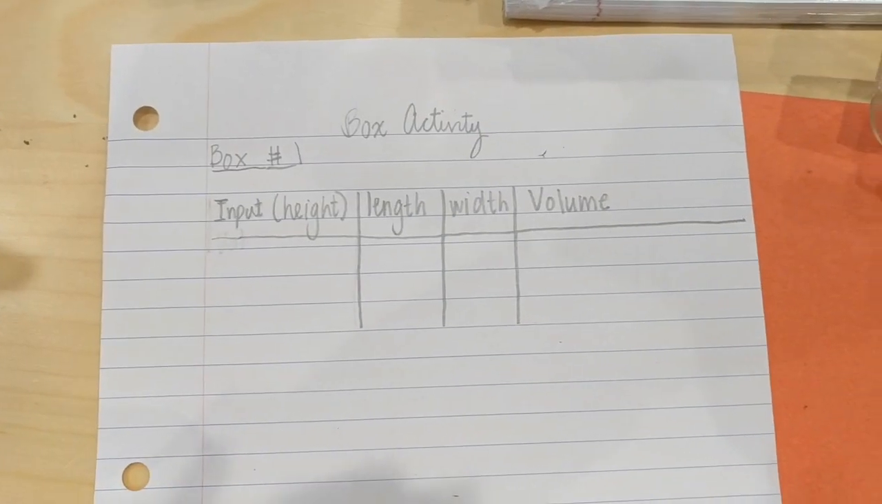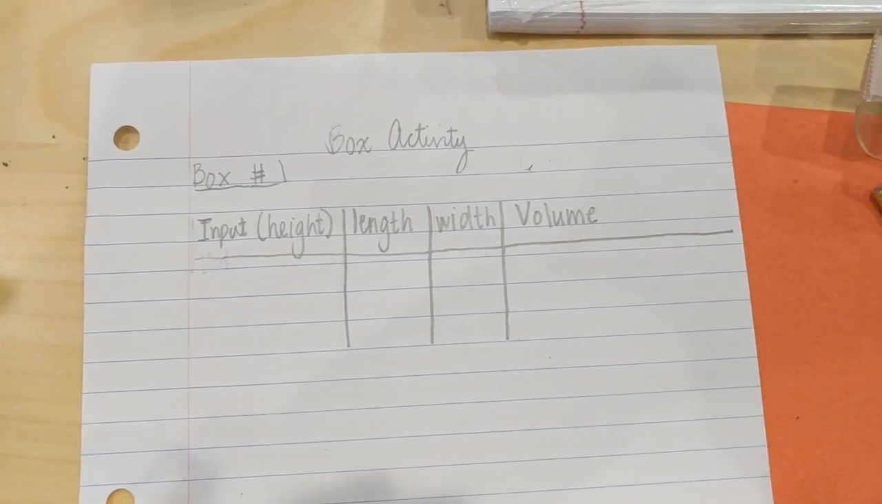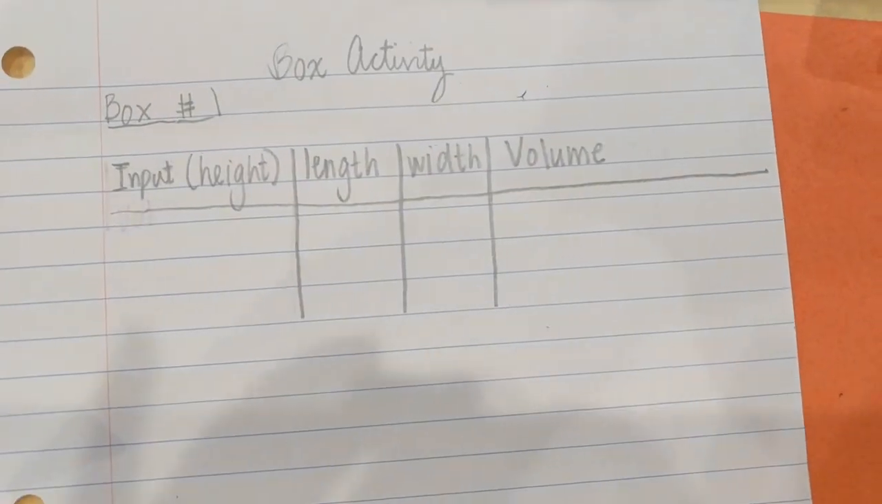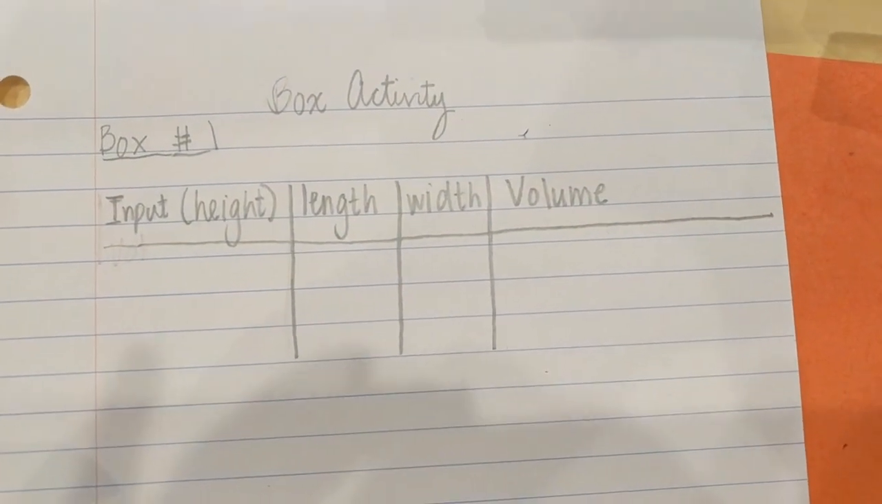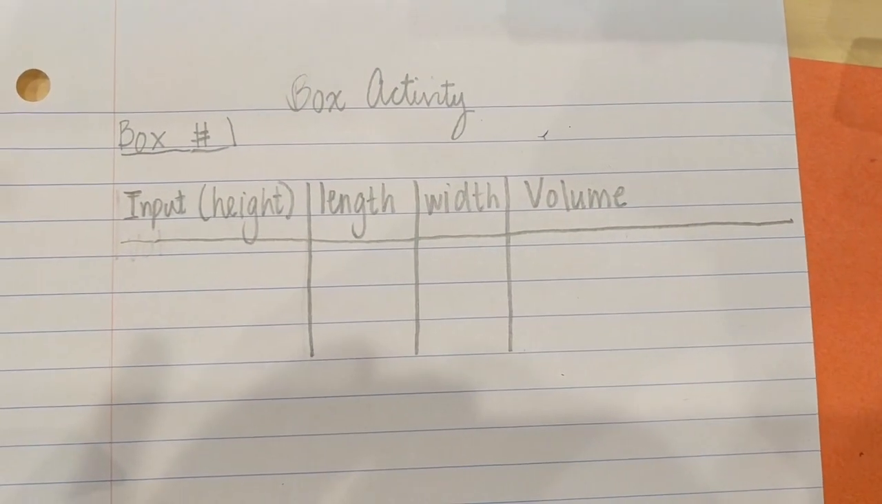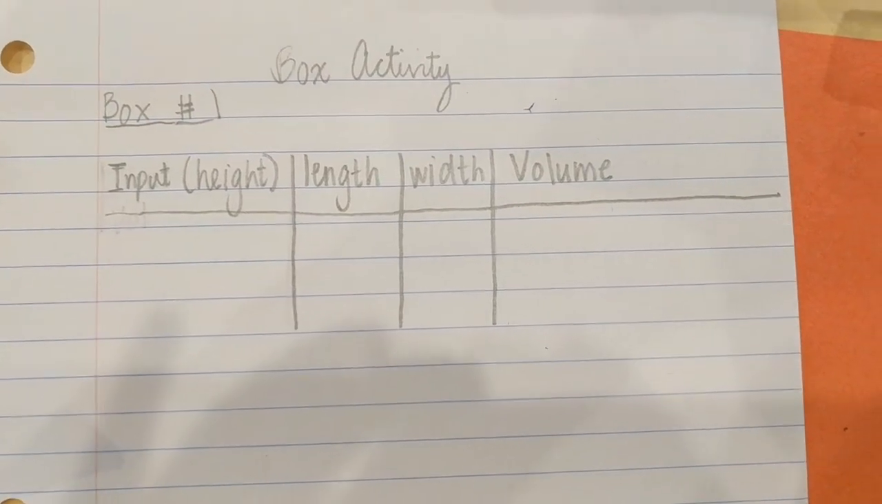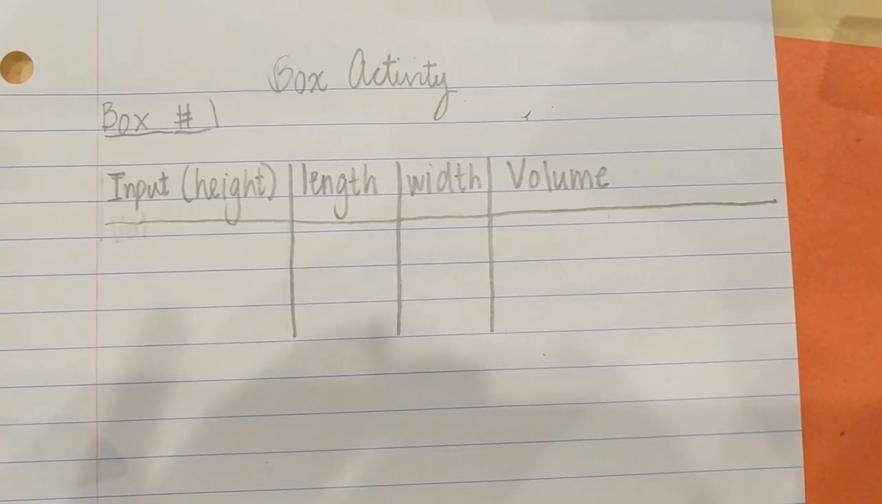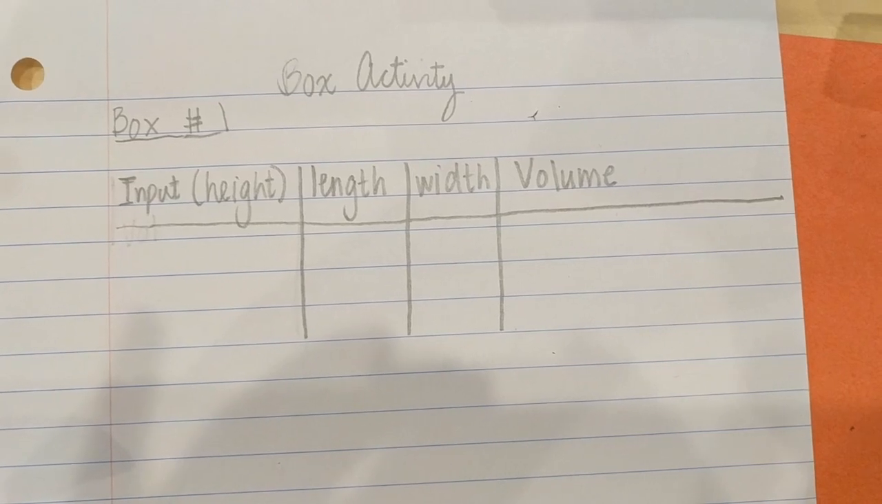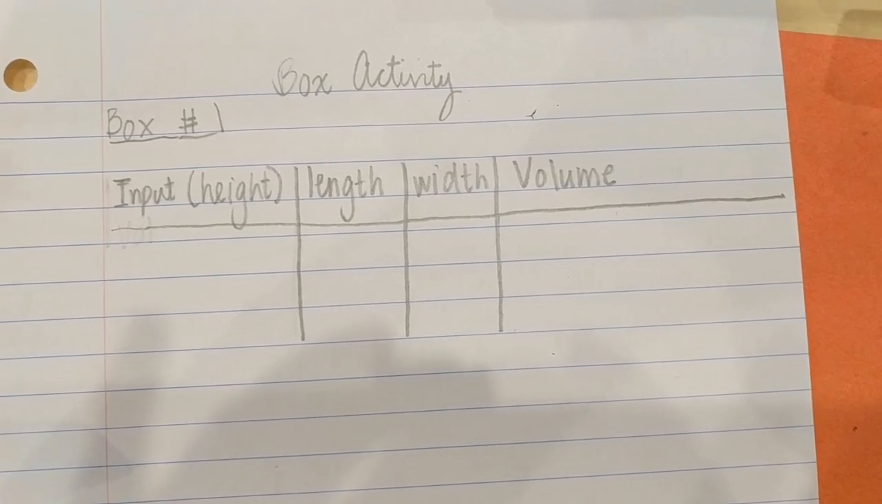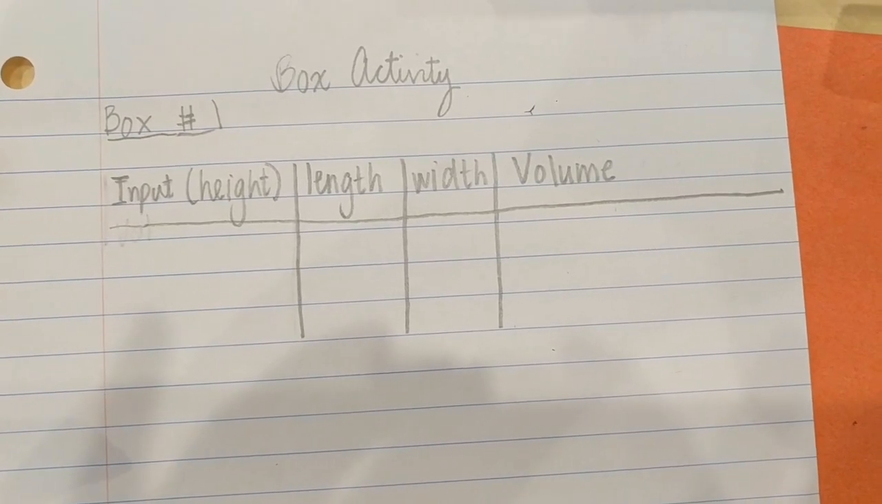Okay, so the very first thing you want to do is in your notebook, go ahead and title this box activity and create this table. Box number 1, input or height, length, width, and volume. So go ahead and pause the video here while you make this in your notebook, and then keep the video playing when you're finished.